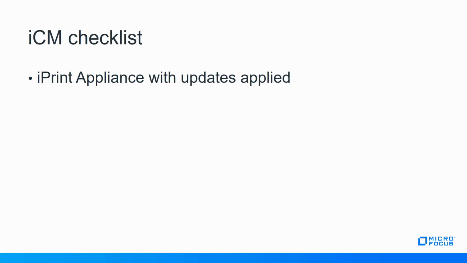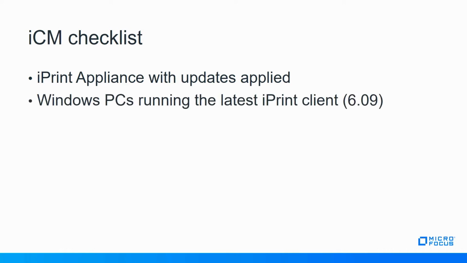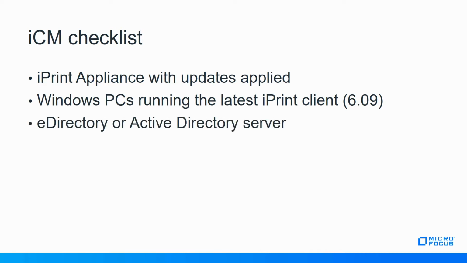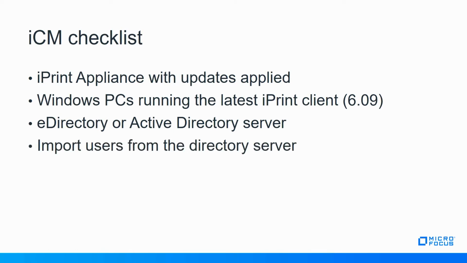Let's go through an ICM checklist before we get started. As mentioned, we want to make sure we have an iPrint appliance 2.x, 3.x with updates applied. In this video, I'll be using the latest iPrint appliance 3.0 with the latest updates. You'll also want to make sure your Windows PCs are running the latest iPrint client, which as of August 2017 is 6.09. You'll want to make sure you have access to your eDirectory or Active Directory server for the import user process, which we will do in this video.